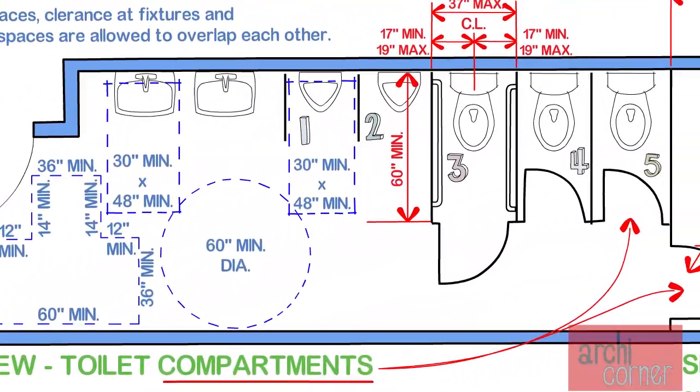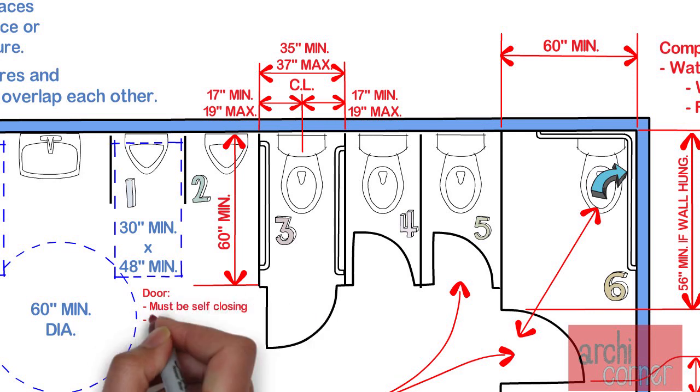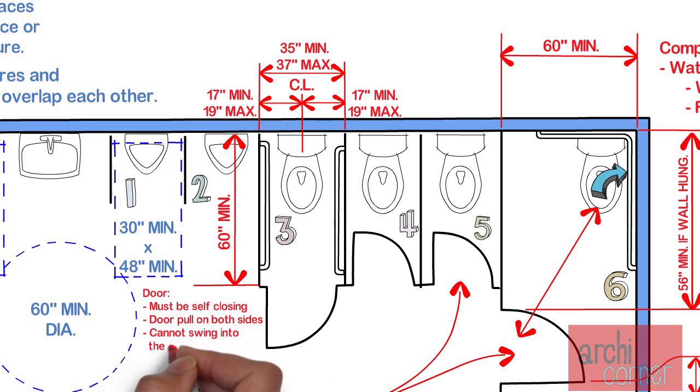The doors provided must also be self-closing. A door pull must be placed on both sides of the door near the latch, and the doors cannot swing into the minimum required compartment area, which basically means you have to swing the door out unless you make the stall deeper.